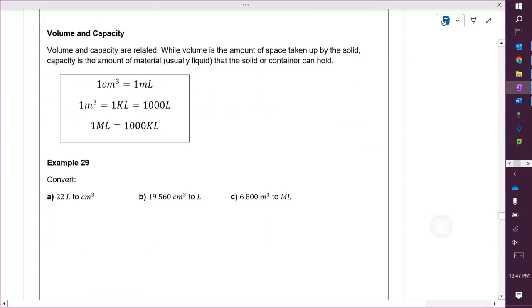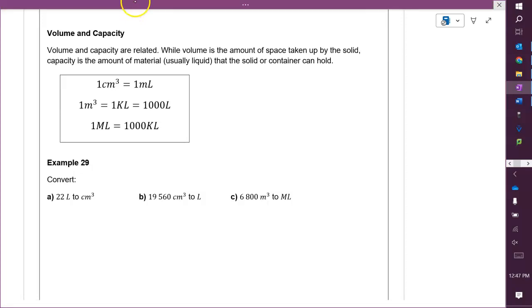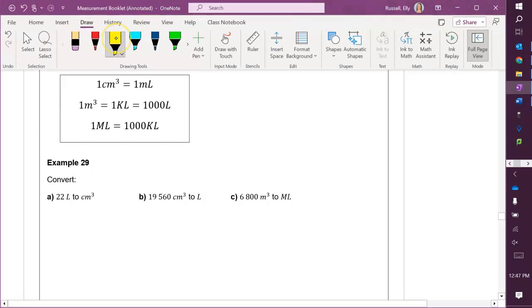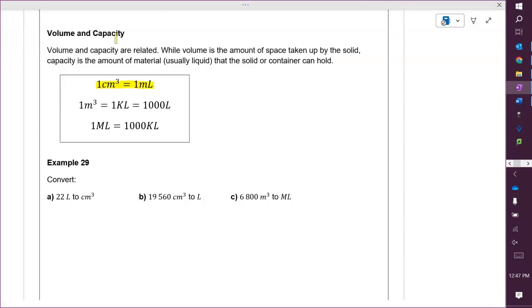When we look at volume and capacity, these two kind of go hand in hand. The volume inside the shape can then be measured if you put liquid in it, which is our capacity. So really important key points here, that we know 1 centimeter cubed is the same as 1 milliliter. So if you think of those little cubes from primary school, those little centicubes, one of those holds 1 milliliter of water if it was hollow.